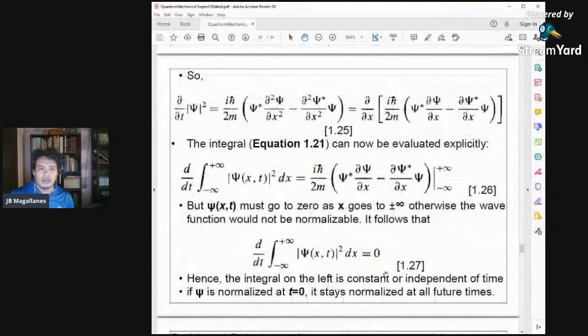Therefore, the derivative with respect to time of this is equal to 0, meaning that the wave function is preserved in time. So if you have normalized this already, it's forever because it's preserved in time. So the derivative of this with respect to time is 0. It doesn't change over time.